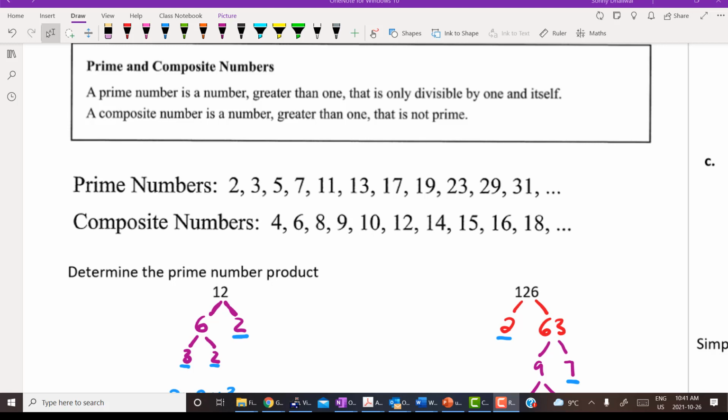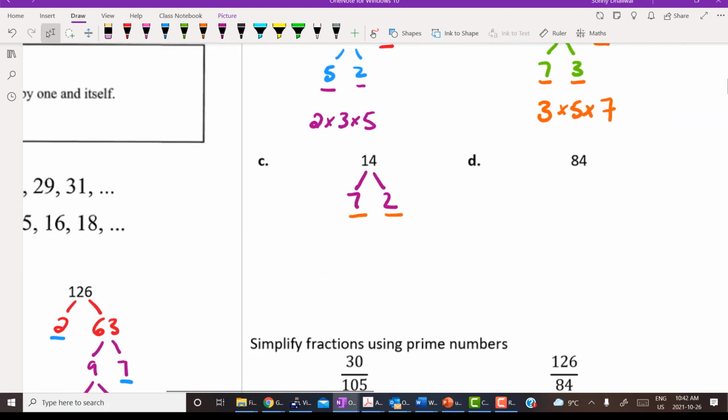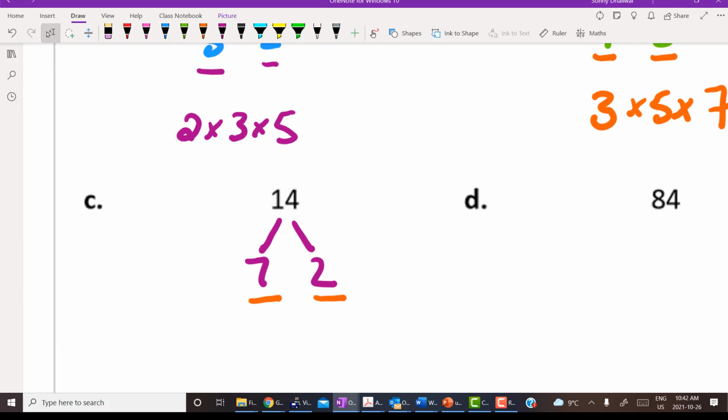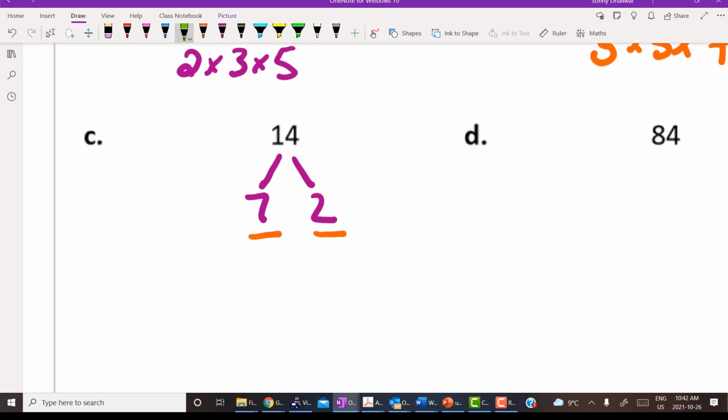I gave you a list of prime numbers, at least the first few, and also a list of composite numbers. Remember, composite numbers are numbers that can be broken down. Prime numbers are the ones that cannot be broken down any further. So 14 is an example of a composite number. 7 and 2 are its prime factors. So now 14 can be rewritten as 2 times 7.